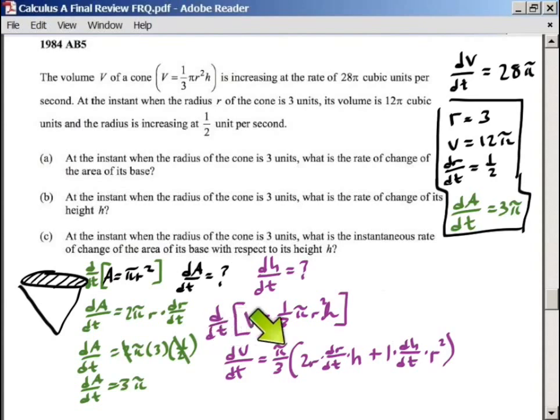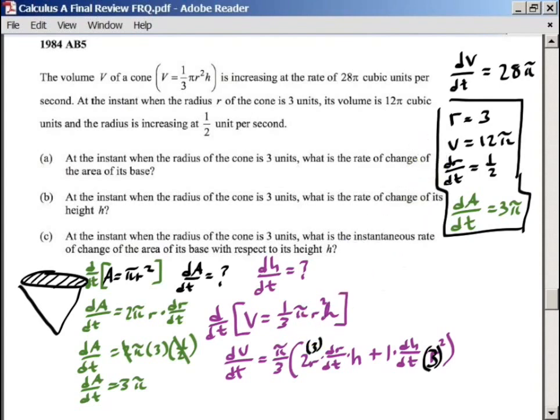So do we have all of this information? Do we have a dV over dt, an r, a dr over dt, an h, and an r? I know we have an r. What's r equal? R equals 3. So I can plug in an r right there, and I can plug in an r right here. That's 3. Okay, I don't know. Is that visible? I think that's visible. Do I have a dr over dt?